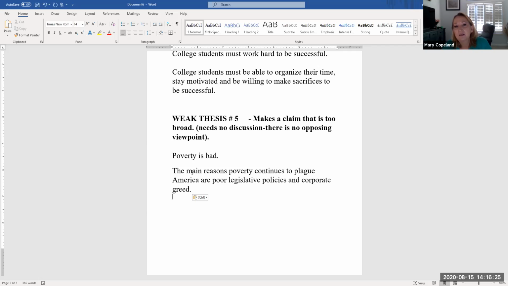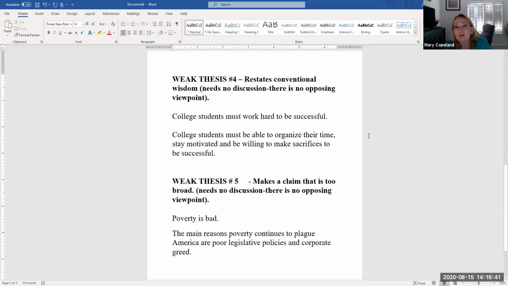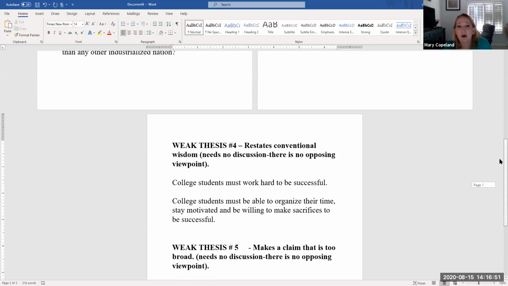And all of these are the difference between thesis statements that, if I had to grade them, some would be a D and F, some of them maybe a C, like college students must work hard to be successful. If I had to give that a grade, I'd give it a C. The bottom one, I'd give it an A. So you have to think of it in those terms.